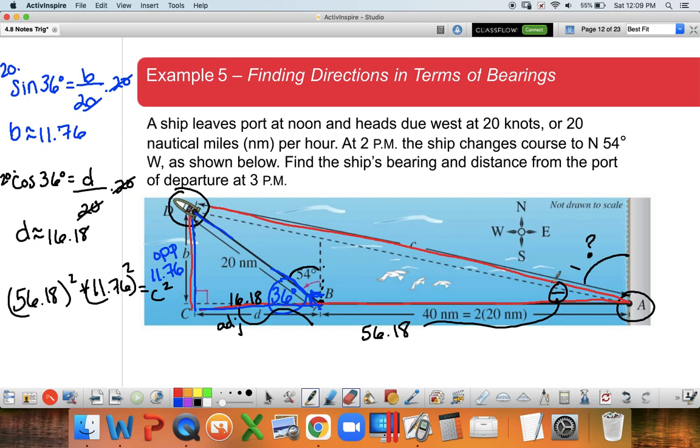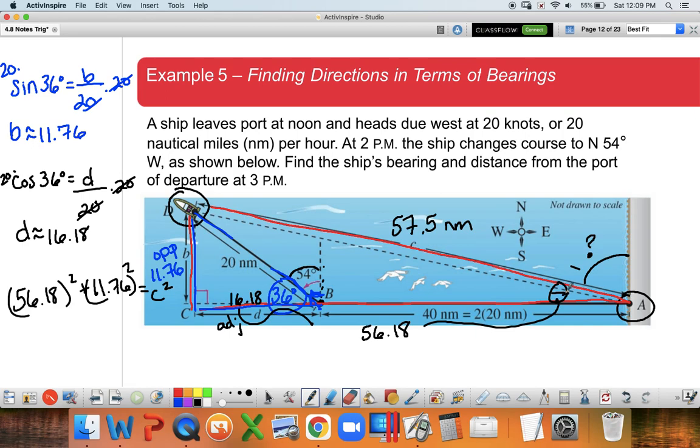Let me go ahead and grab my calculator, plug this in. I get that our C value is about 57.5 nautical miles by using our Pythagorean theorem. So I know that I'm about 57.5 miles from our port.